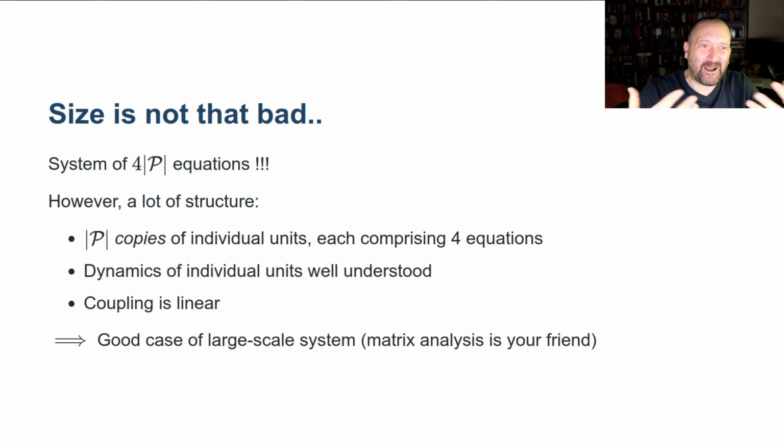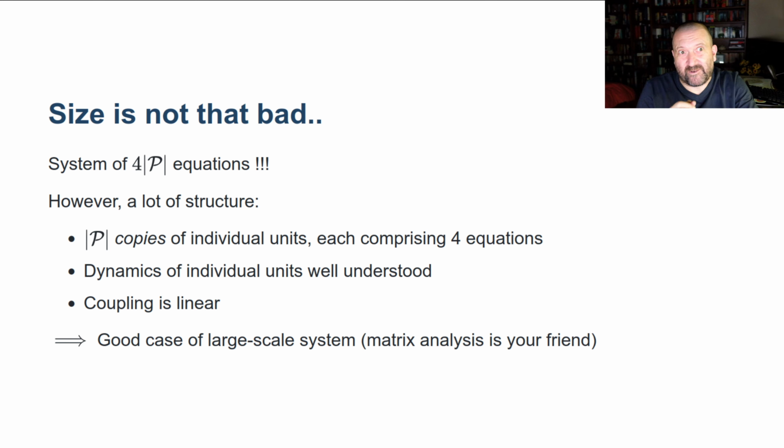I mean, yes, it's the case. If I'm looking at countries, I have almost 800 equations, but there is a lot of structure in this model. And I pointed out in the group model lecture that the analysis of group models was very similar. When I was showing you a few group models, I pointed out that it was a replication of a smaller number of equations. And this is very much the same here. What we have is cardinal P copies of individual units, and each of these individual units comprises 4 equations. So it's not 800 equations. It's 200 times 4 equations that are linearly coupled one to another.